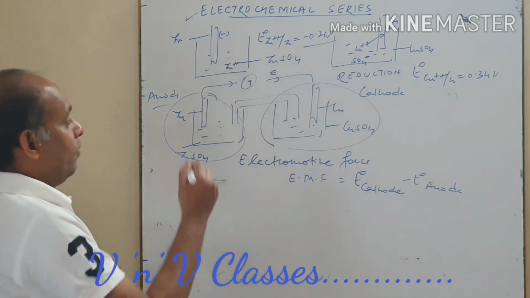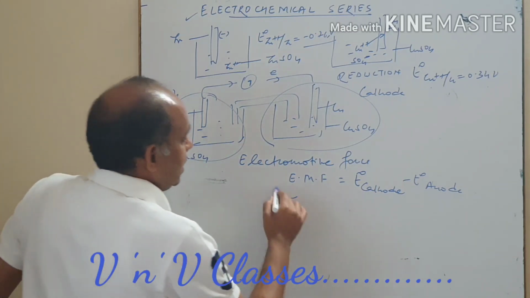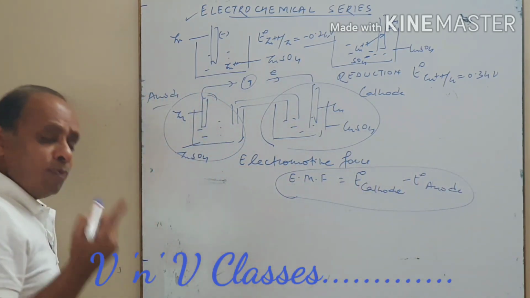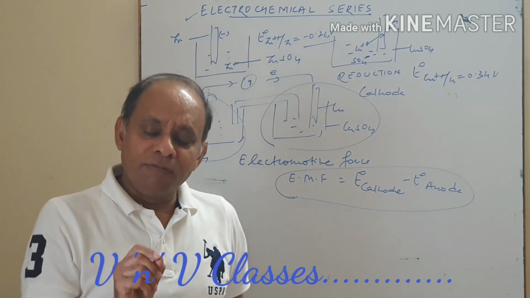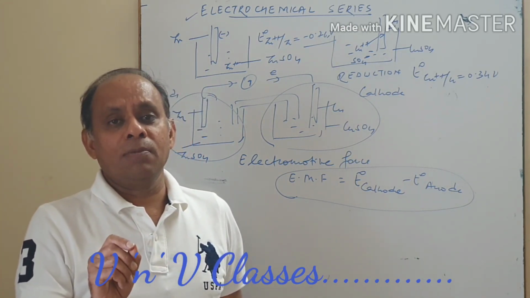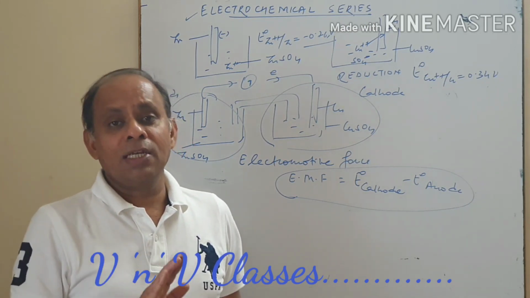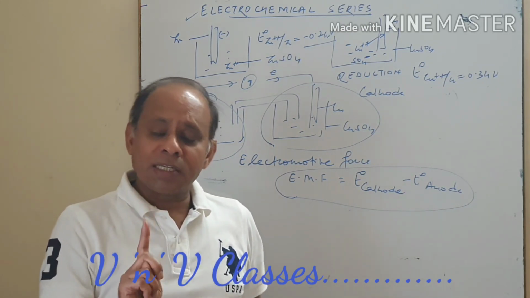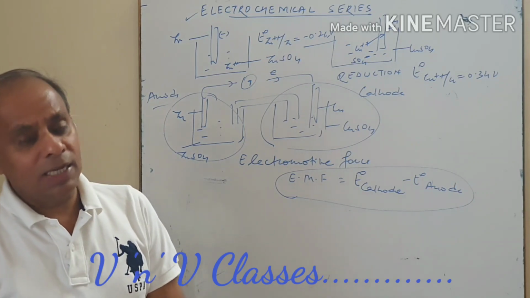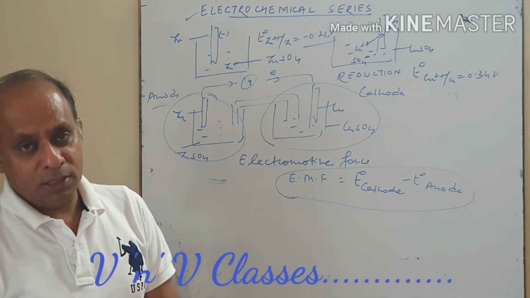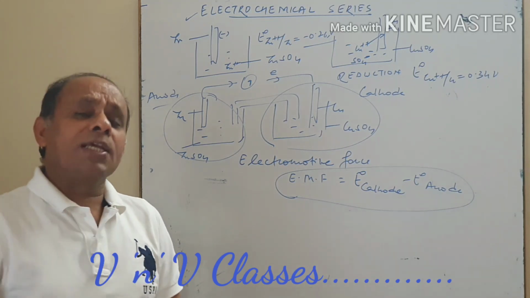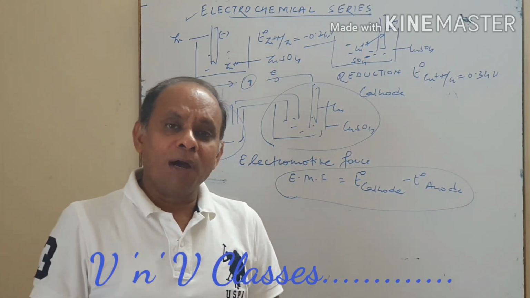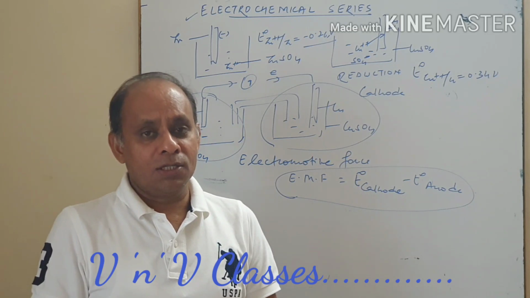And remember, whenever you get this EMF, it should always be a positive value, then only the cell is working. If somewhere you get a negative value of EMF from some calculations, then the cell is not working. This is the first application of the electrochemical series of electrode potentials. Secondly, by knowing these electrode potentials, you can even compare the oxidizing power and reducing power of these metals.